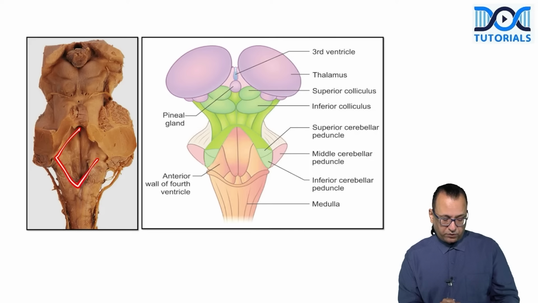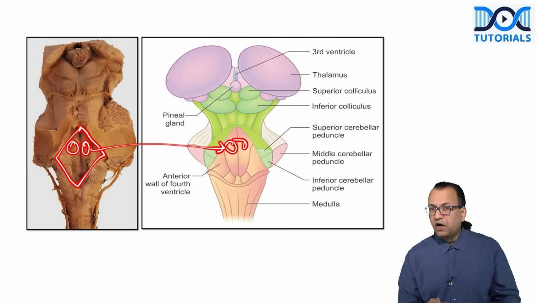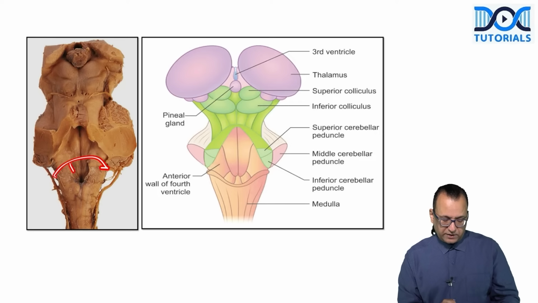Otherwise, you can see the floor of the fourth ventricle. This is the rounder elevation, which is called the facial colliculus, produced by the axons of the facial nerve in the lower pons, dorsal side. This is stria medullaris. Below that is the medulla oblongata, related to the floor of the fourth ventricle, because in the lower half of medulla oblongata you'll have the central canal.